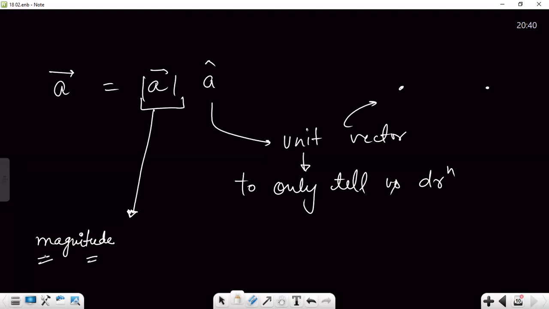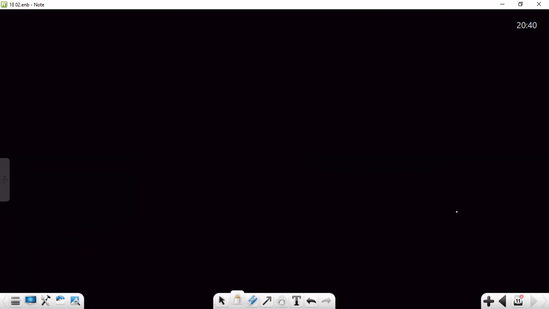And we have discussed how we can calculate the A cap and the magnitude. Magnitude is just the distance between those 2 points, right? Okay. So let's now talk about the operations between two vectors. Before that, let me take another example of position vector.